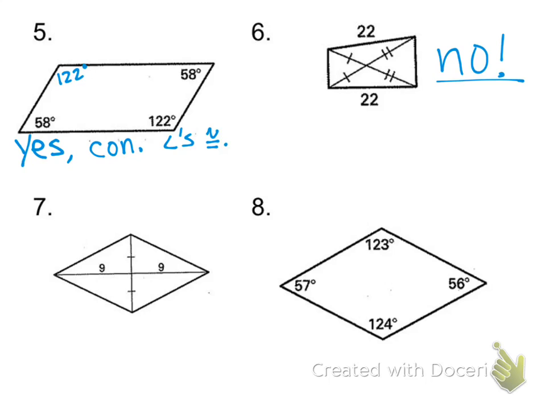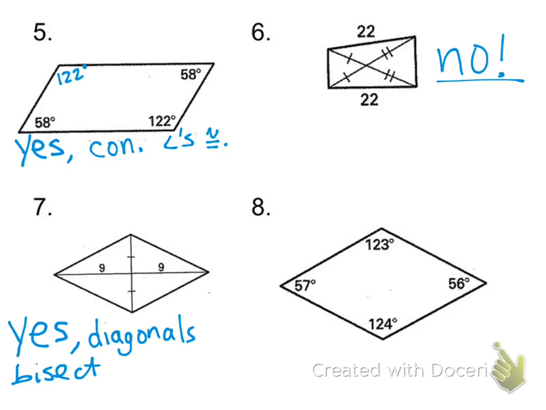What do you guys think about 7? I'm gonna say yes. 7 is a yes. What is your reason for number 7? I heard someone say congruent. I heard someone say bisect. Give me complete thoughts. Diagonals bisect each other. Good.